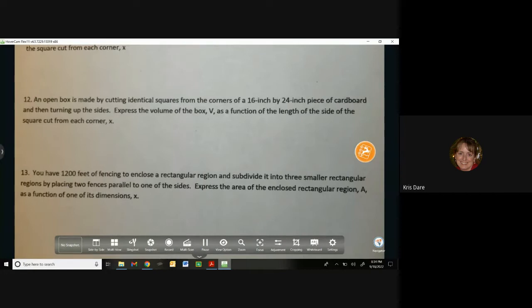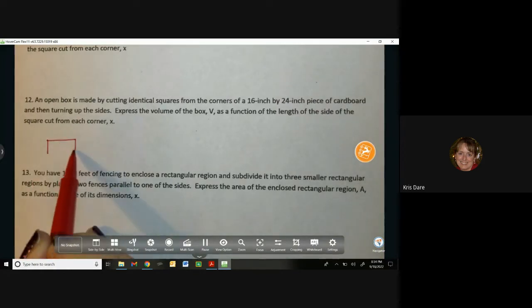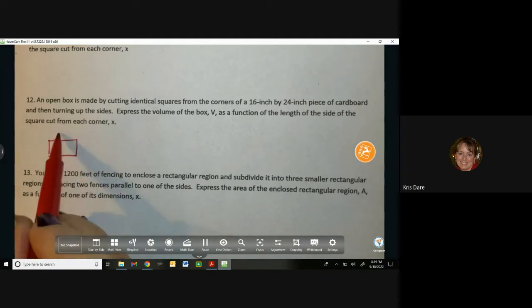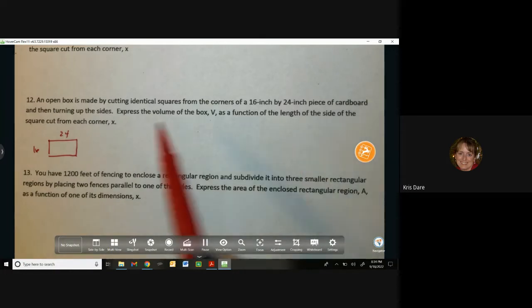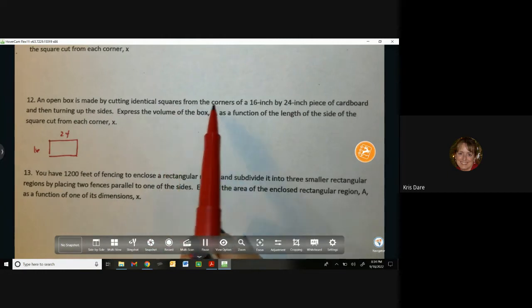An open box is made by cutting identical squares from the corners of a 16 by 24 inch piece of cardboard and then turning up the sides. Okay, so it's not square like some of the others, that's okay. 16 by 24 to start with. Okay, and then we're going to cut, it says, cut identical squares from the corners.